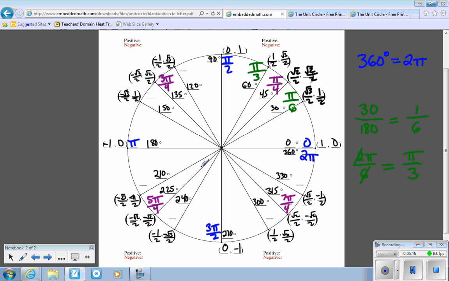So we have 1 pi over 6, 2 pi over 6, 3 pi over 6, 4 pi over 6, but 4 pi over 6 reduces to 2 pi over 3.